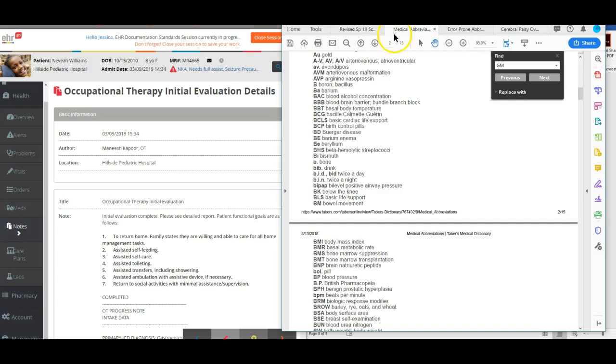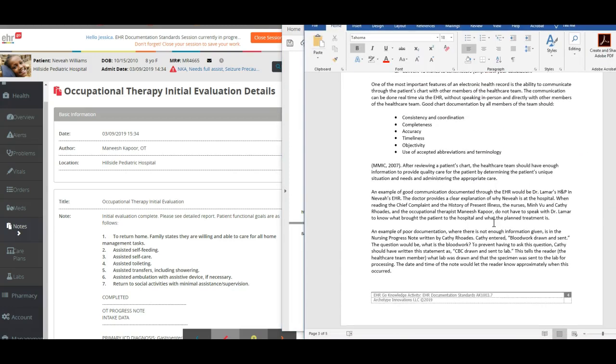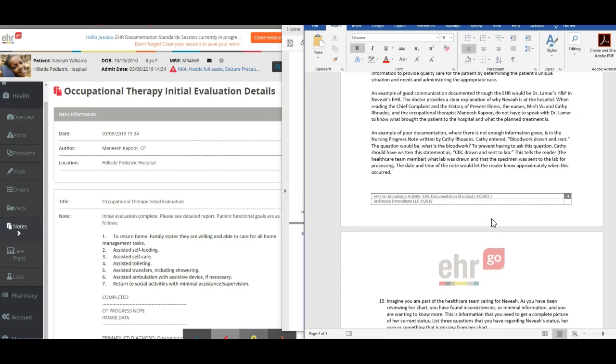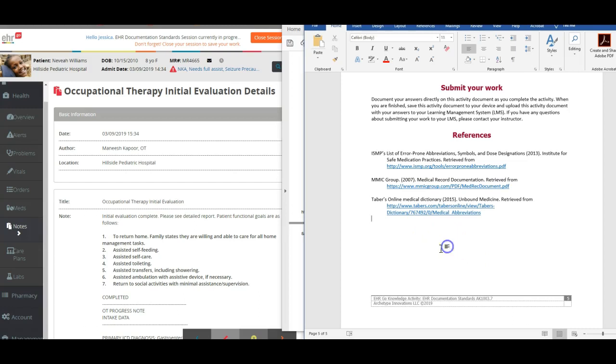So you want to use all of these resources to continue answering these questions. When you're done with the assignment, you then just save this Word document that you answered all your questions in, save it as a PDF, and upload it to the link in Canvas, and you should be good to go. If you have any questions, let me know.